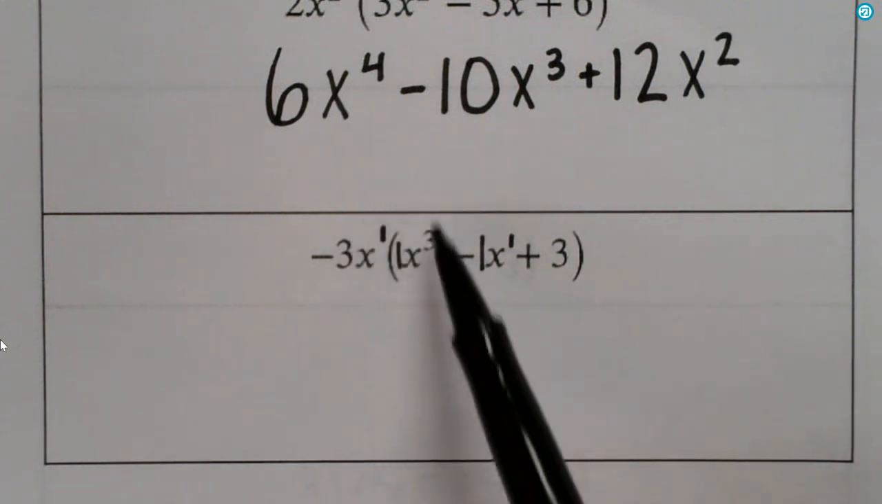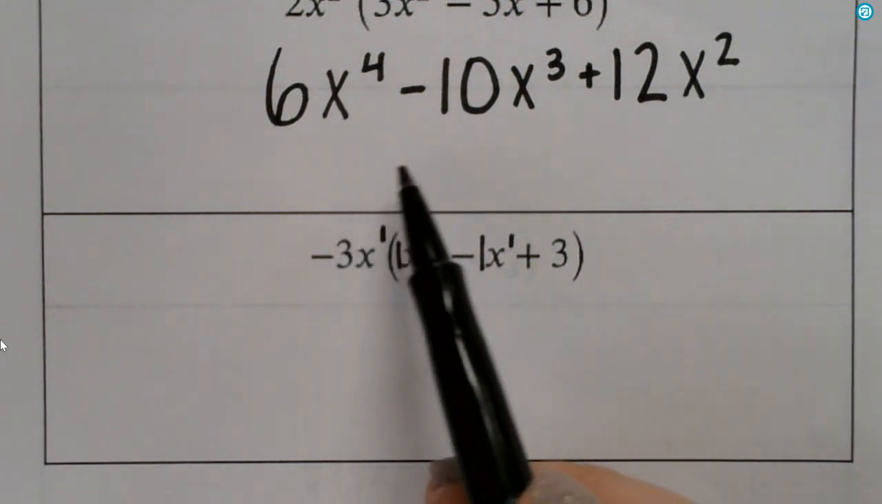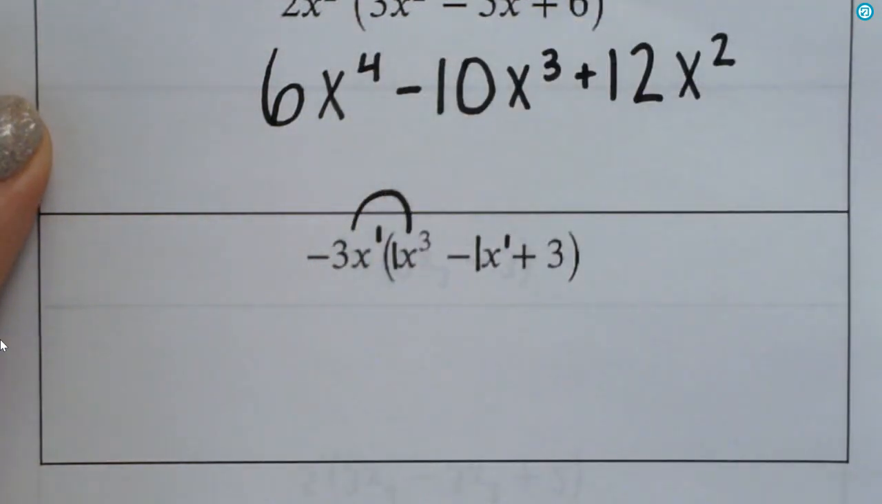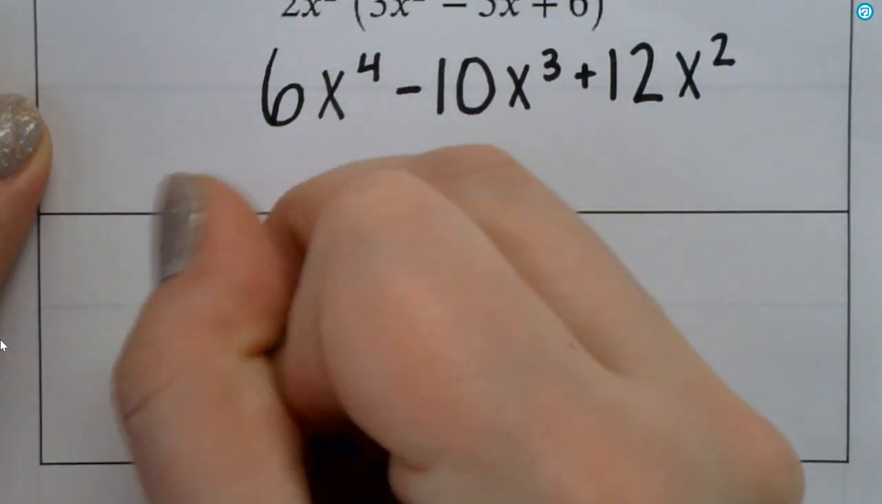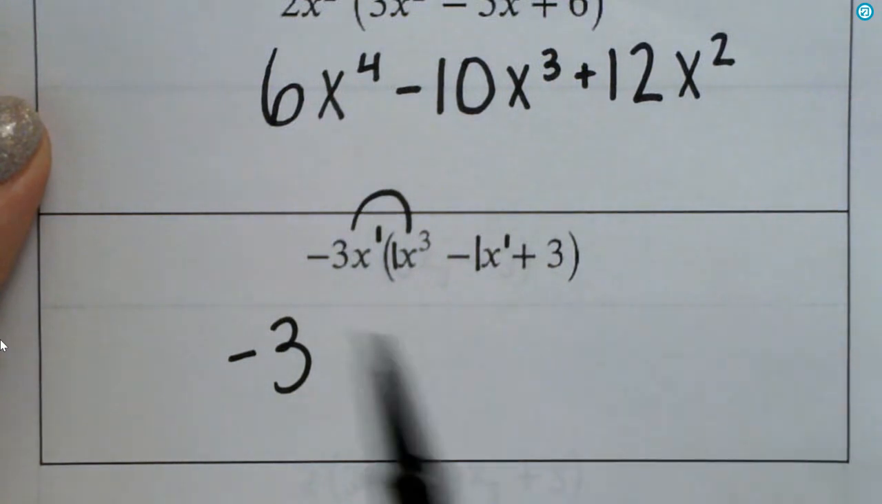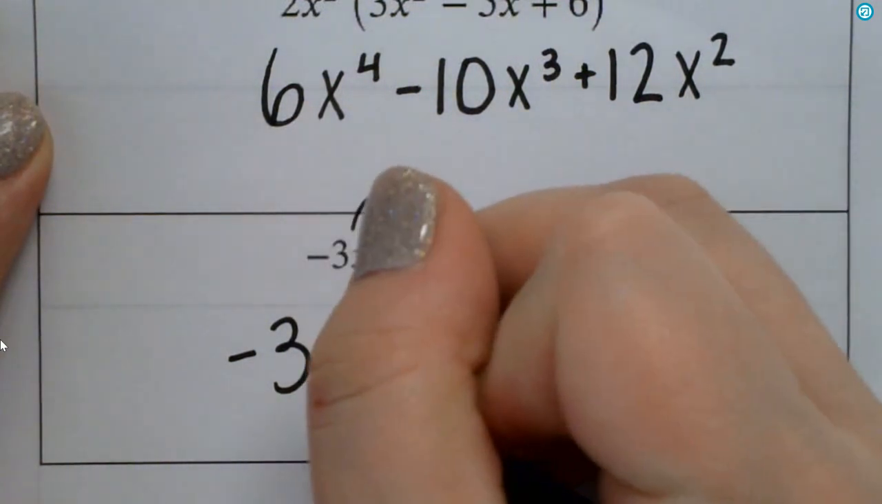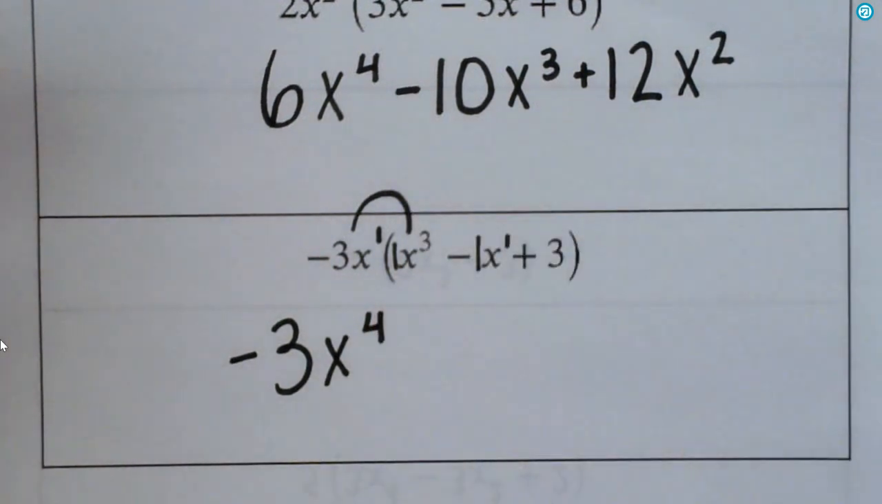So then we're going to multiply these. So you've got negative 3 times 1. Negative 3 times 1 is negative 3. And then I add my little exponents. 1 plus 3 is 4. I always write in my imaginary ones, because if you don't write them in, you forget to add them.